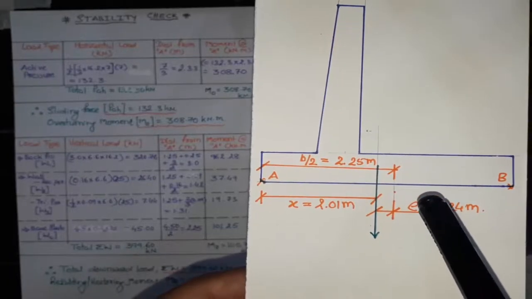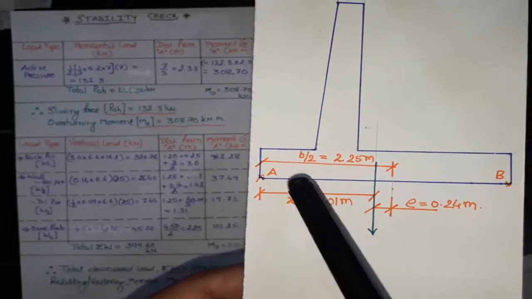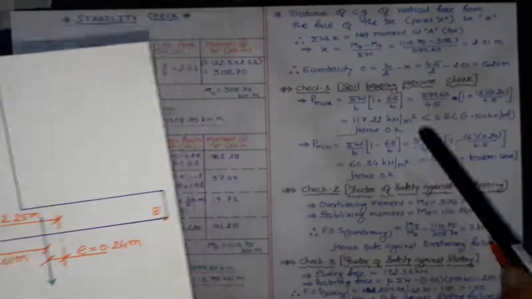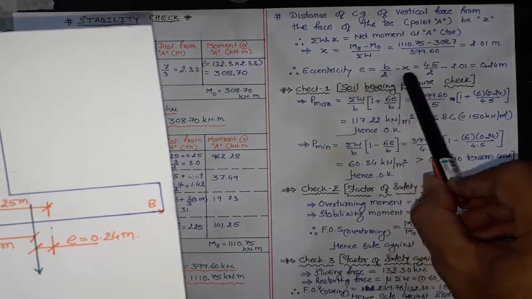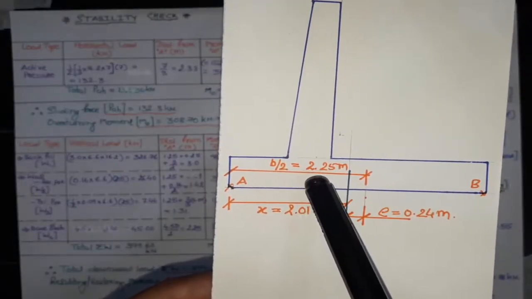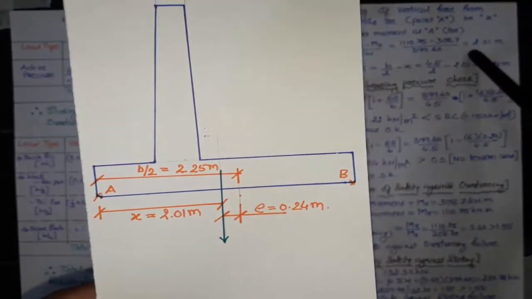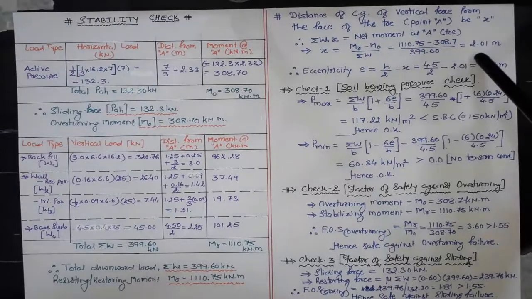Eccentricity, which is measured from the center of base slab, will be equal to b by 2 minus x. e will be equal to b by 2 minus x. b by 2 is 2.25 meter, that is 4.5 divided by 2, and x, what we have derived, is 2.01 meter. This comes out to be 0.14 meter.